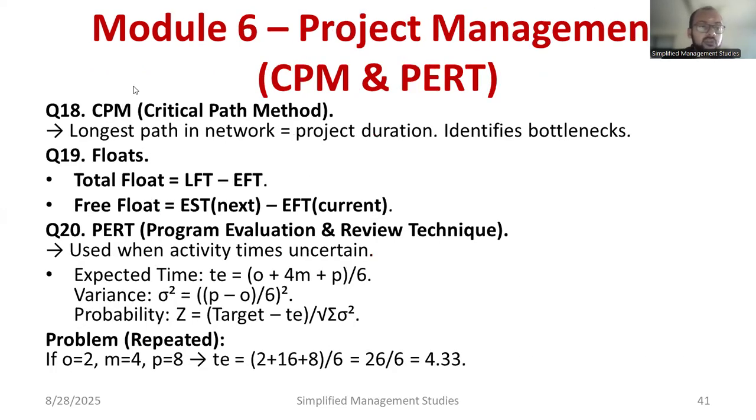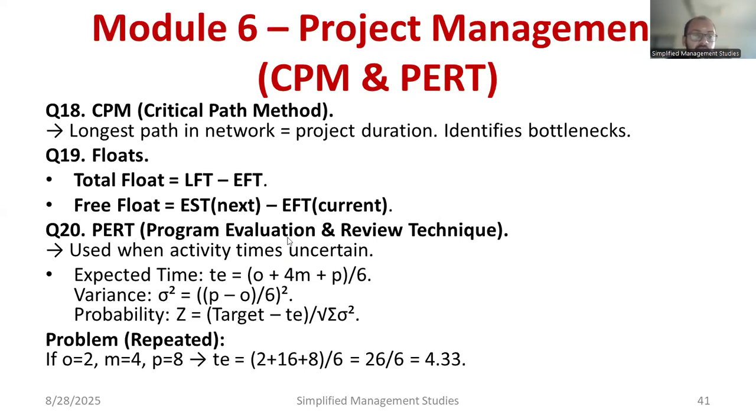So another important question is, what is CPM? Critical path method. The longest path in the network is called the project duration. It identifies the bottleneck. Float: total float is equal to LFT minus EFT. Free float is nothing but EST minus EFT. EST is nothing but next. EFT is nothing but current.